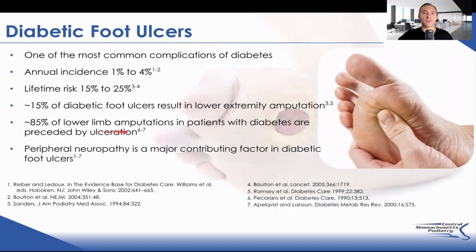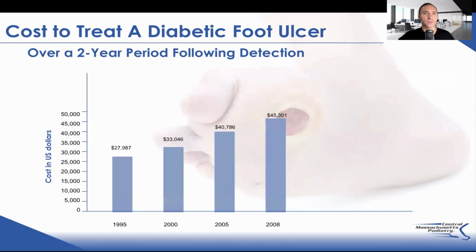Then 85% of lower limb amputations in patients with diabetes are preceded by ulceration. So basically all of the amputations in diabetics are preceded by an ulcer. That's why ulcers are so important for us to evaluate and to treat. And peripheral neuropathy is the major contributing factor in diabetic foot ulcers. So even more so than peripheral arterial disease or poor circulation is the neuropathy. So the neuropathy we need to be aware of. We have to diagnose it. We have to try to prevent it as much as we can and be aware that along with poor shoe choice it could cause a great problem for our patients.